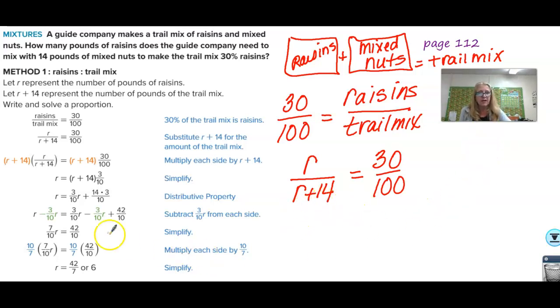We would cross multiply this and solve for x. I hope I can fit this in here because, you know, I write big. 100 times R would be 100R.